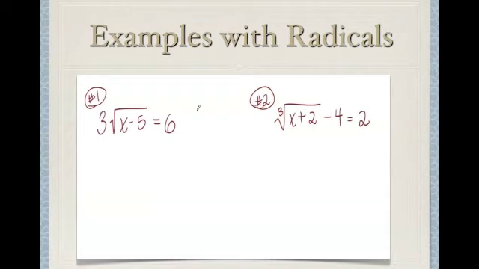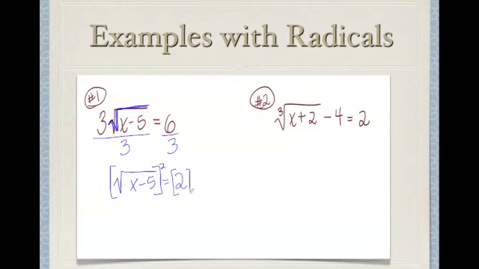For this equation, I want to get it so that I just have the radical alone. So I'm going to divide both sides by 3. That gives me the square root of x minus 5 equals 2. Now I really want to get to the x. So to do that, I'm going to square both sides.